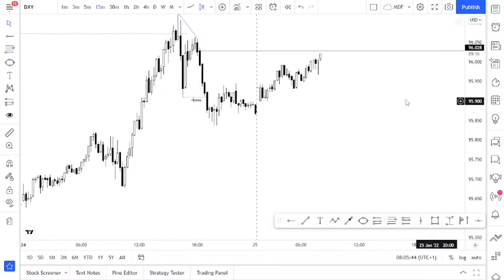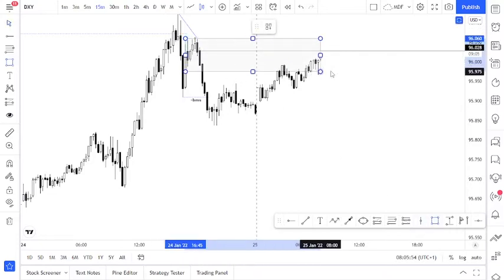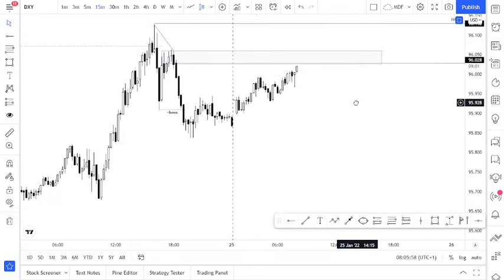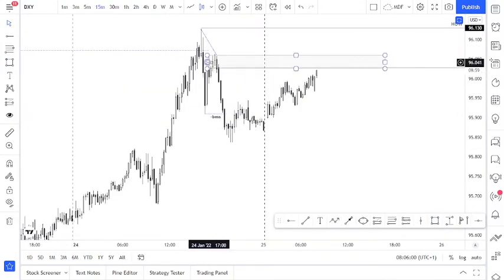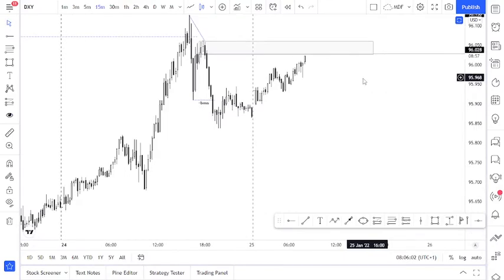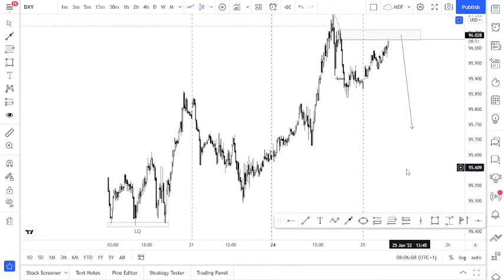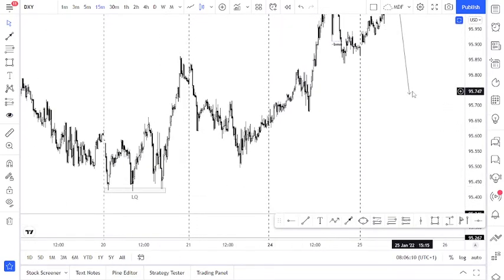Now I'm looking at a scenario whereby this particular region here should hold price. I want to see price reject here. So I'm actually anticipating this to hold price. I'm expecting the line there to do what? To drop. If not even drop into this region, but I just want it to drop.